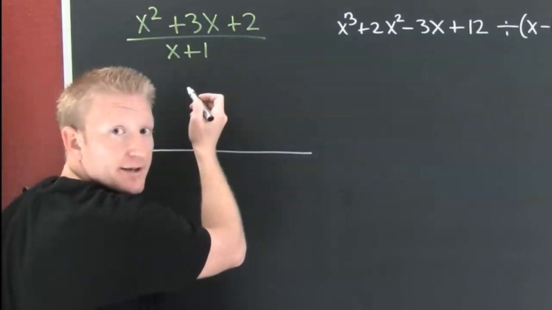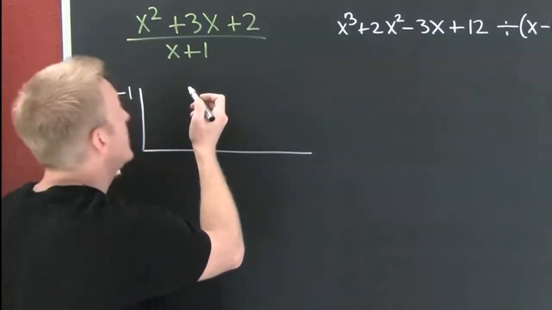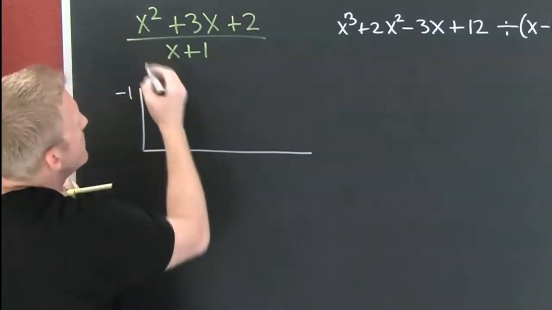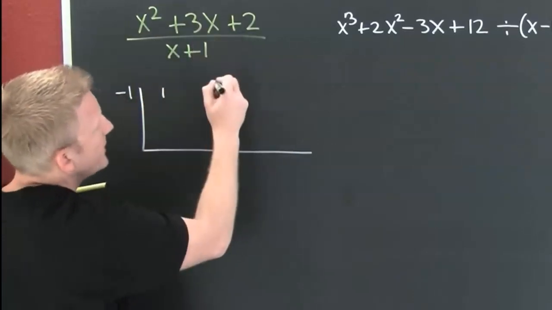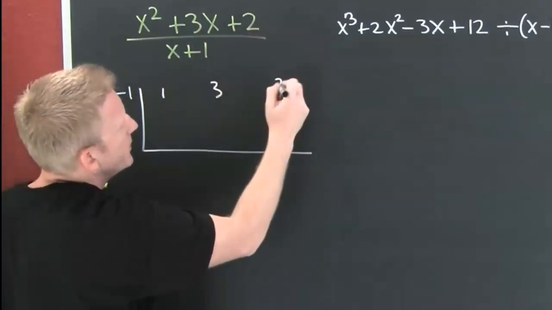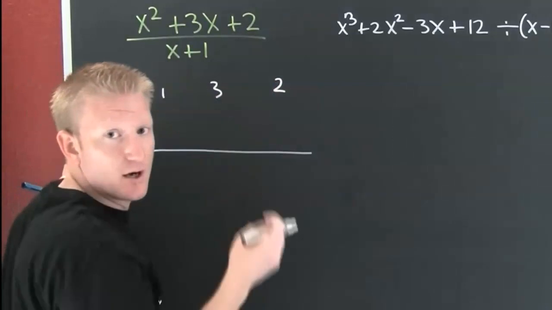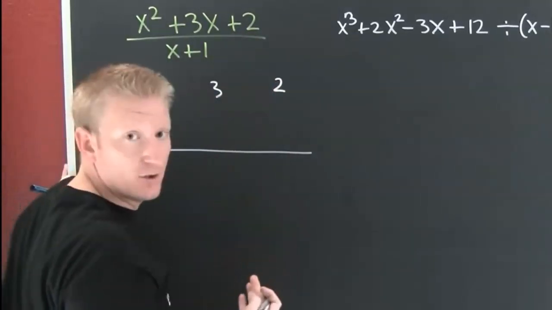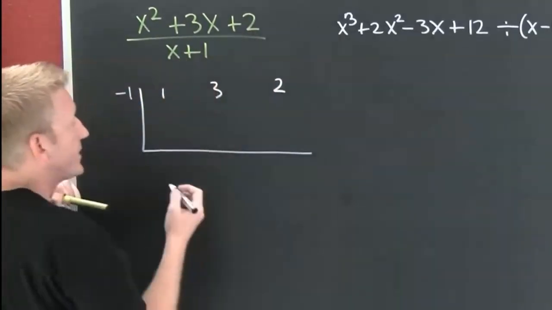Coefficients go on the inside. Coefficients are the numbers in front of the variables. Here we go. I'm going to put a 1. I'm going to put a 3. And I'm going to put a 2. This is actually long division without the actual variables, and we need our special linear factors.